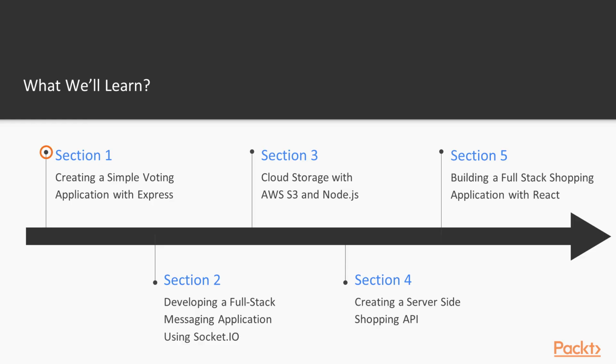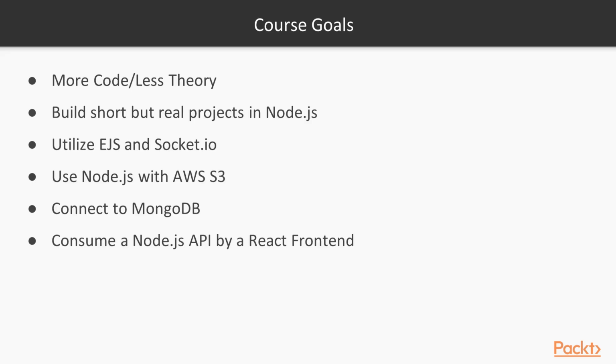We will begin the course with a simple Express.js voting application. After that, we will use Socket.io to build an application that supports the WebSockets protocol. Moving on, we will integrate Node.js with Amazon's storage service. In the fourth section, we will create a server-side e-commerce API that will be consumed by the final section's React application.